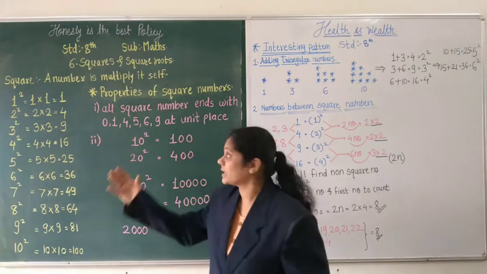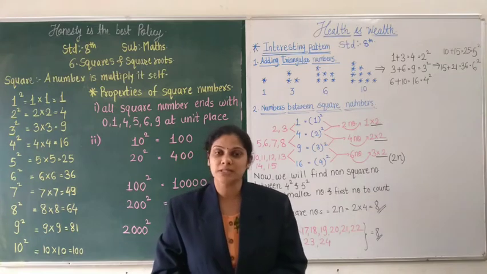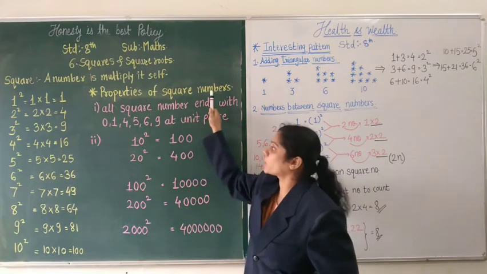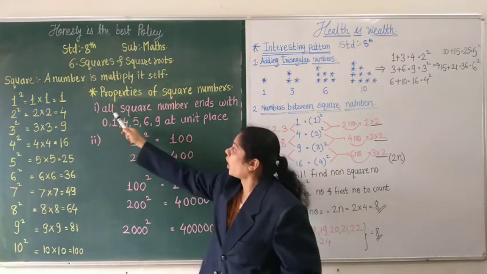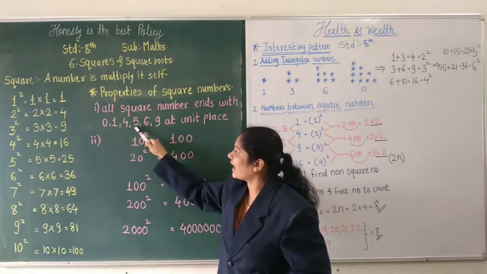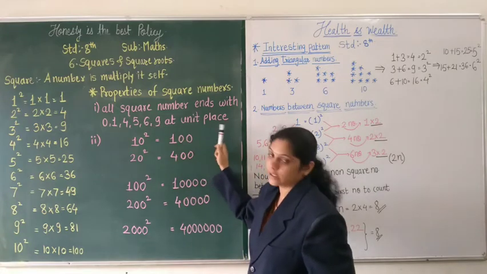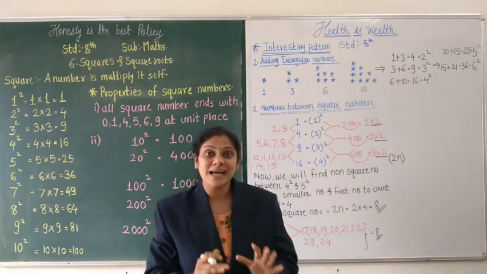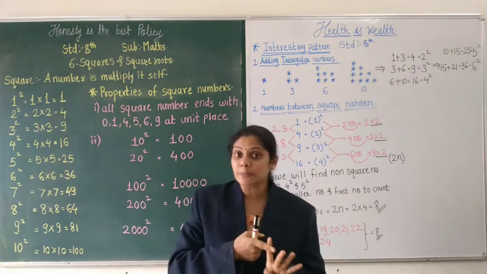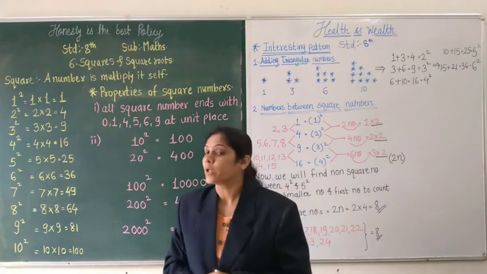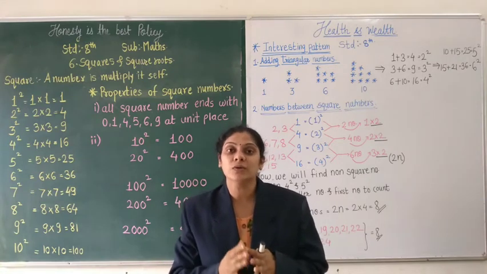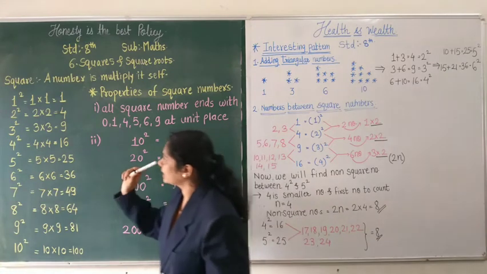Now dear students, with the help of these square numbers, we are going to study some new properties of square numbers. Look here: properties of square numbers. The first one: all square numbers end with 0, 1, 4, 5, 6, 9 at the unit place. You know very well, numbers have different places: unit place, tens place, 100 place, 1000 place, 10,000 place, like that. But when we study the properties, we have to remember that we study the unit place.